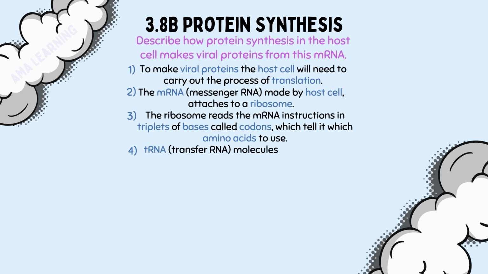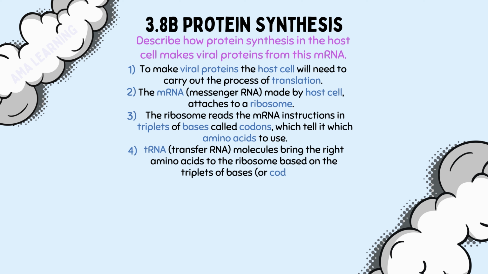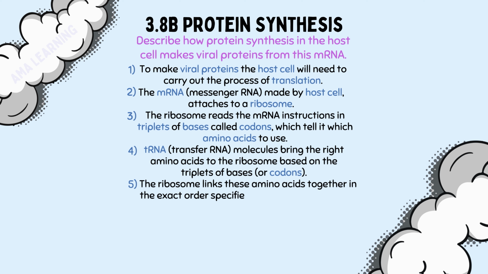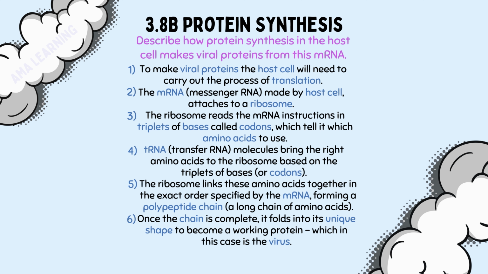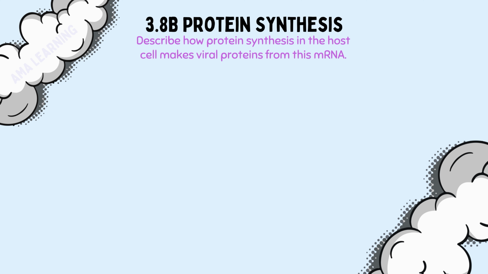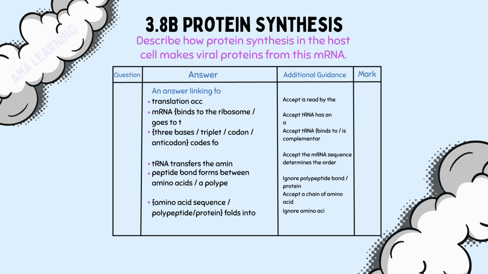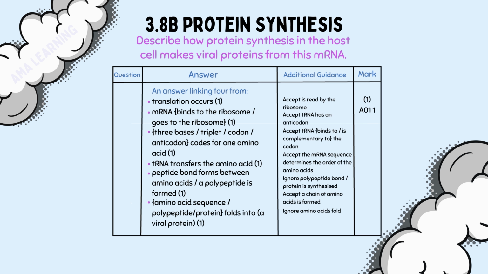tRNA, transfer RNA molecules, bring the right amino acids to the ribosome based on the triplets of bases, or codons. The ribosome links these amino acids together in the exact order specified by the mRNA, forming a polypeptide chain, a long chain of amino acids. Once the chain is complete, it folds into its unique shape to become a working protein, which in this case is the virus. If we compare our learning to the mark scheme, we would have got the marks outlined in every single bullet point. So full marks. Well done.